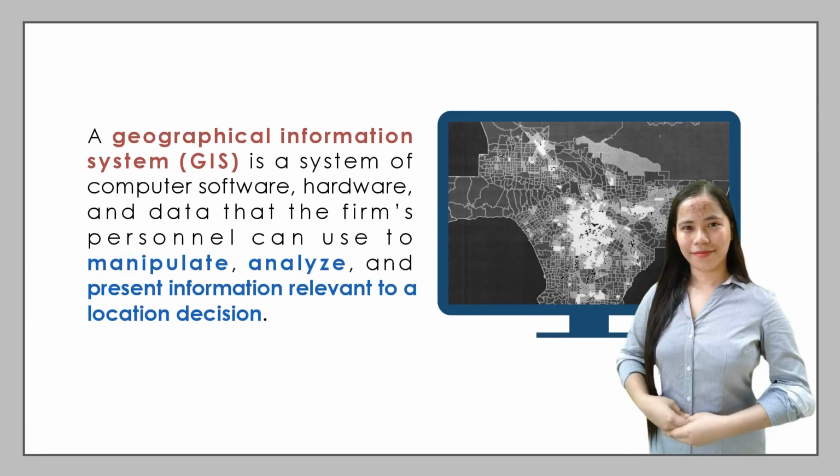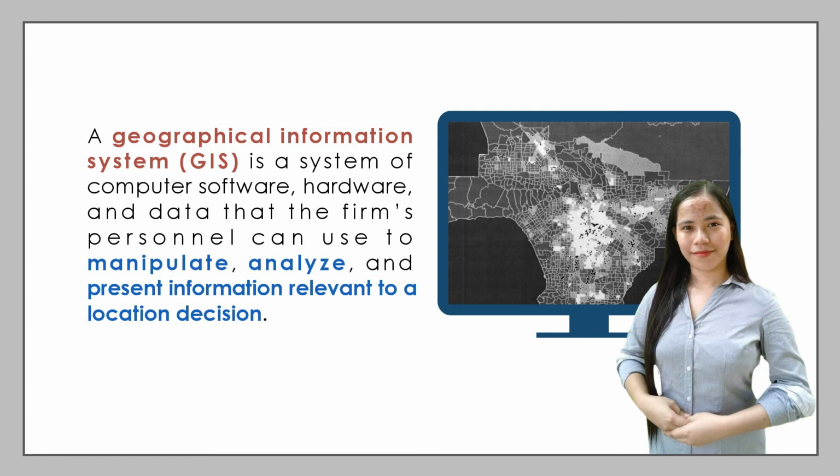A geographical information system is a system of computer software, hardware, and data that a firm's personnel can use to manipulate, analyze, and present information relevant to a location decision. Our keyword here is geography. This means that some portion of the data is spatial. This means the data is in some way referenced to locations on the Earth.